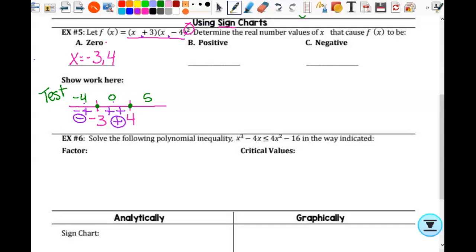Then I'm going to use my last test point of 5, put it in here. 5 plus 3 is positive. And then 5 minus 4 squared is also positive. Positive times positive, positive overall. The actual value doesn't matter because my test points, the actual test x that I use, what it specifically is doesn't matter as long as it's between these.